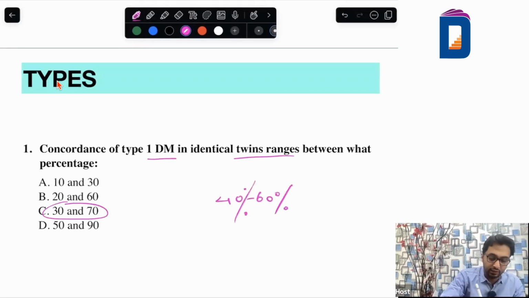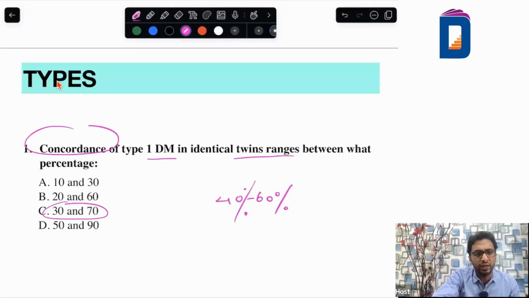Okay, the exact figure of concordance. The meaning of concordance is the consistency of development of the disease. How strongly is it associated with, in identical twins? For example, one identical twin has it. What is the possibility of the other identical twin having it?